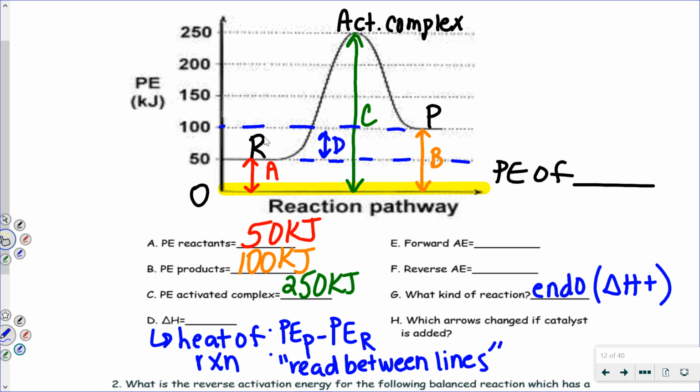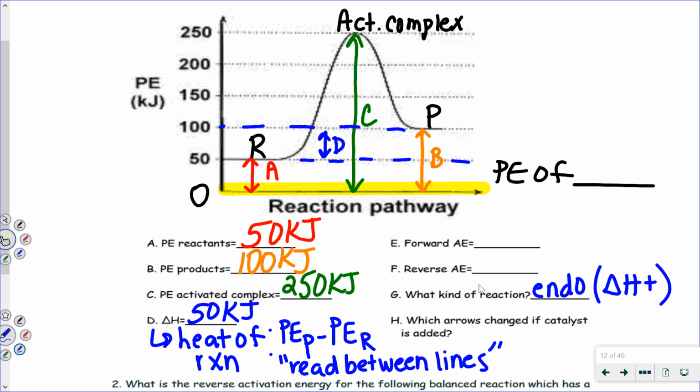All right, so let's look at the area this covers. We're going from 50 to 100. So that's a total difference of 50 kilojoules. So that is the heat of the reaction, 50 kilojoules. You could also take the potential energy of your products and subtract the reactants and get 50 as well if you were going to use the equation. Or you can use the chart itself. I like to just use the chart. The arrow starts at 50, ends at 100. I know it's positive because it's endothermic, so it's got to be 50 kilojoules.